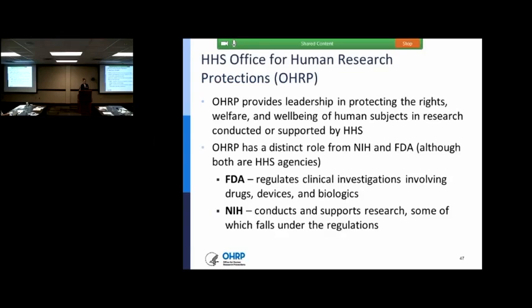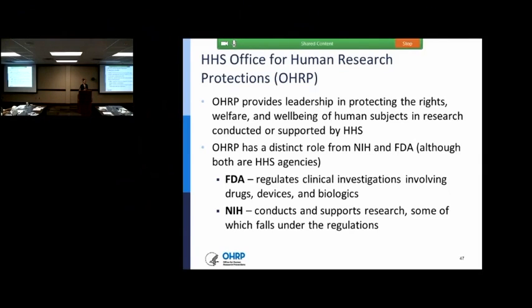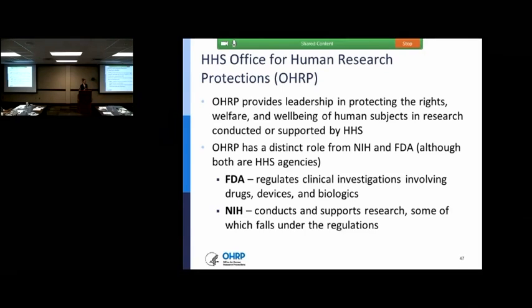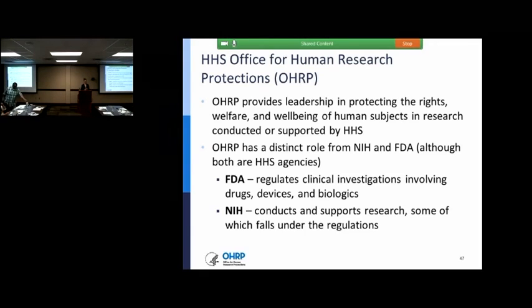So first off, the HHS Office for Human Research Protections. Our office is responsible for leadership in protecting the rights, welfare, and well-being of human subjects in research. We have an education division, and we also have a compliance division, and then a division that is responsible for policy, guidance, interpretation, and regulations.